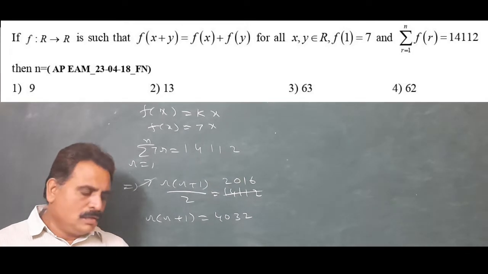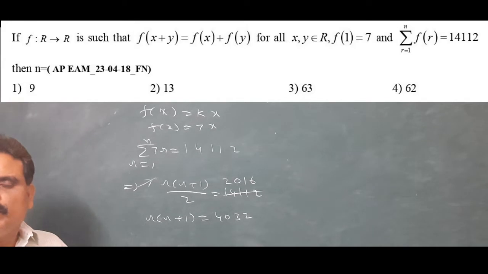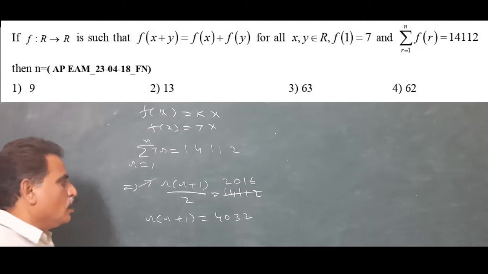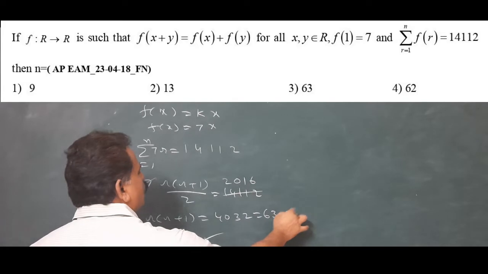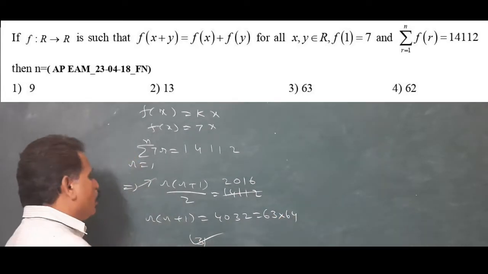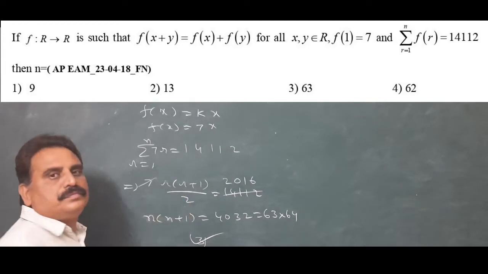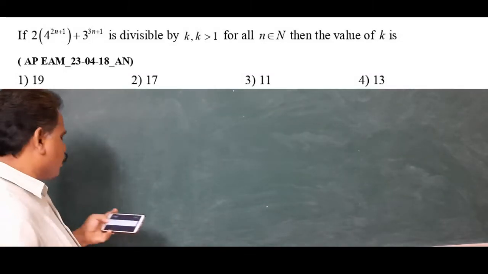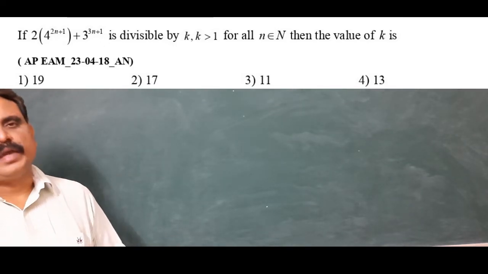The second is also wrong. The third one, 63 into 64, is the right answer, because the next one is 62 into 63. The last digit, the unit place, is 6. So the third option is the right answer. Definitely it can be equal to 63 into 64. So n into n plus 1 gives n equal to 63.